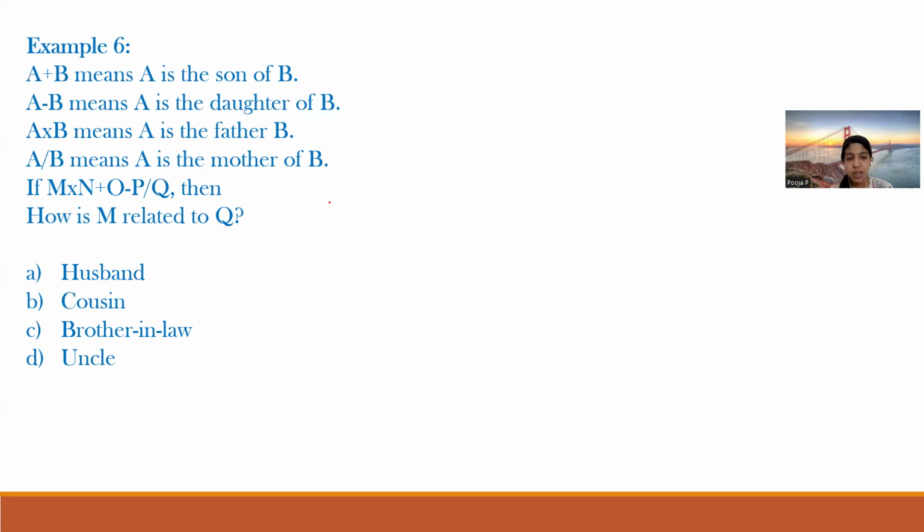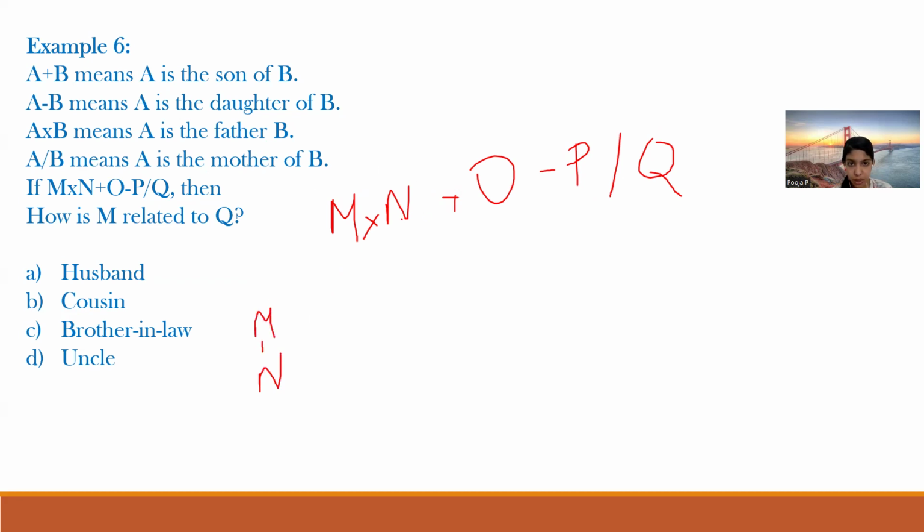We'll start figuring it out. So M into N plus O minus P divided by Q. If we are asked to find out the relation, write this down and start deciphering. A cross B means A is the father of B. M cross N, M is the father of N. So N has a father called M, right?